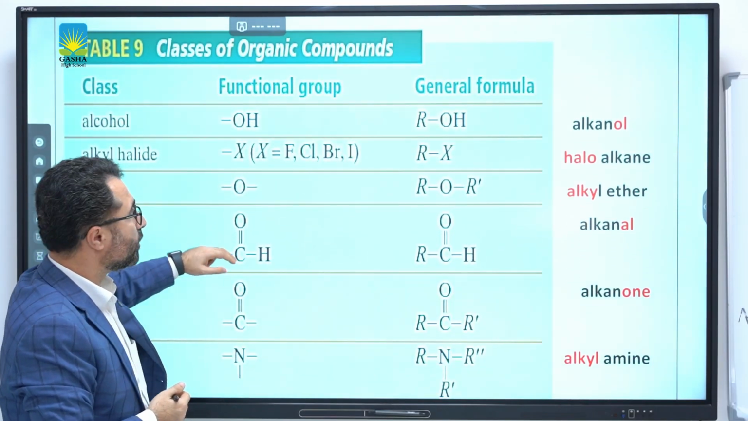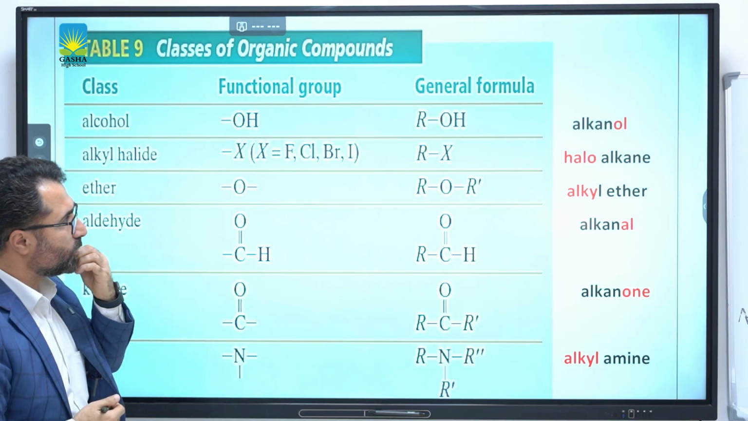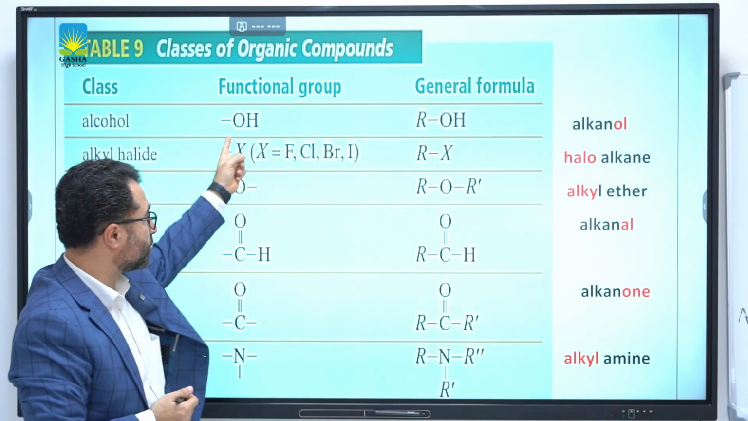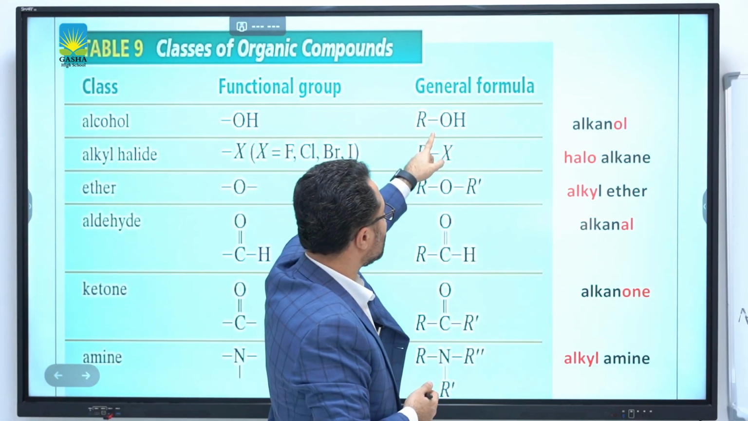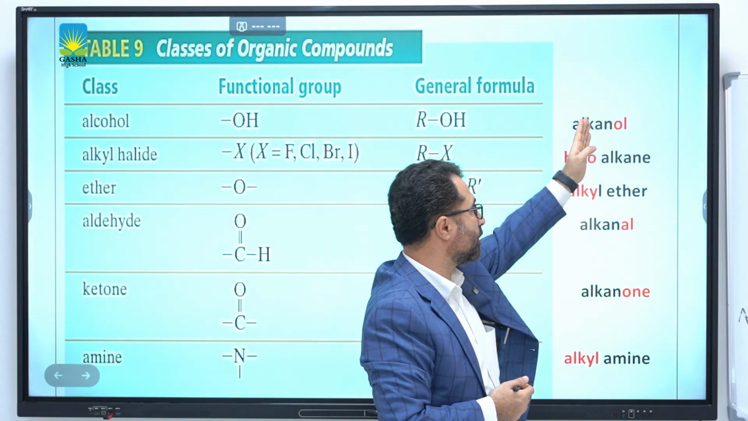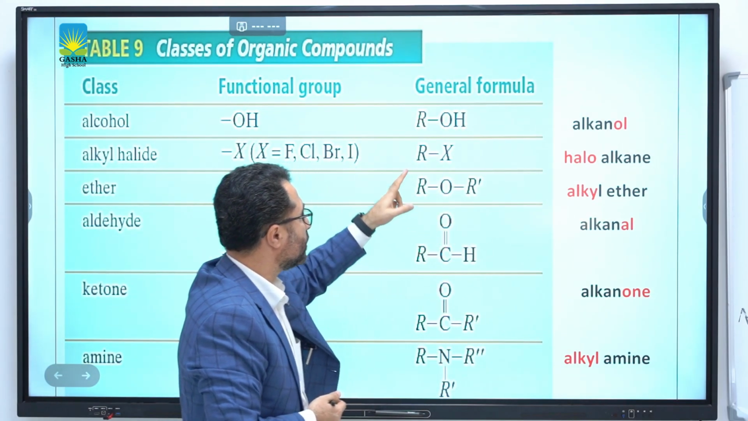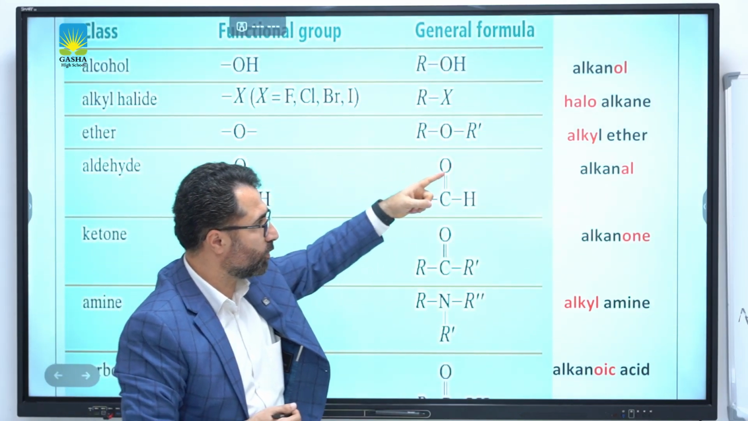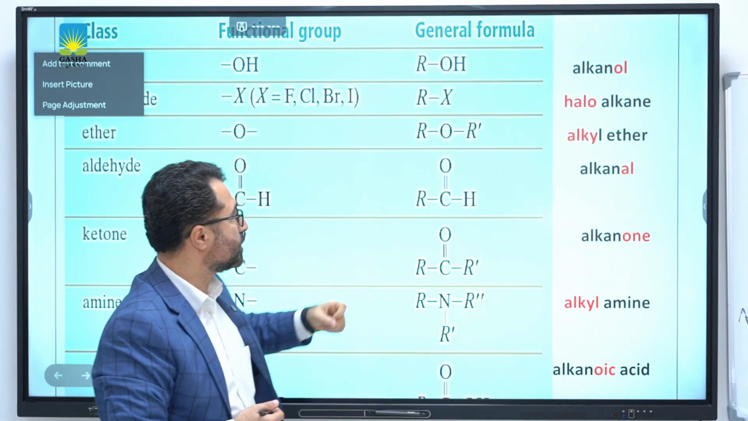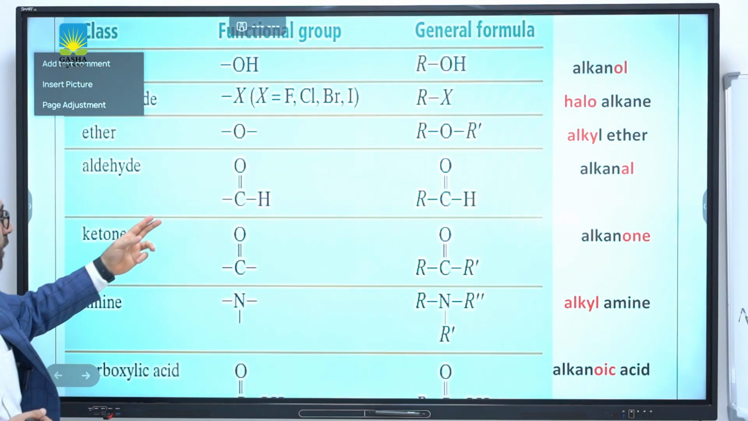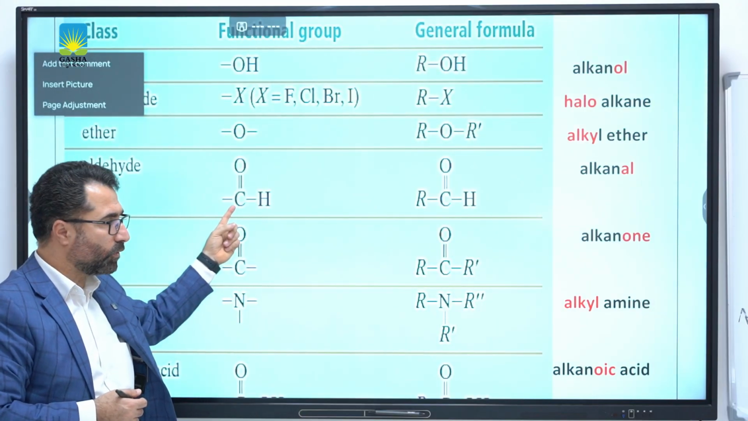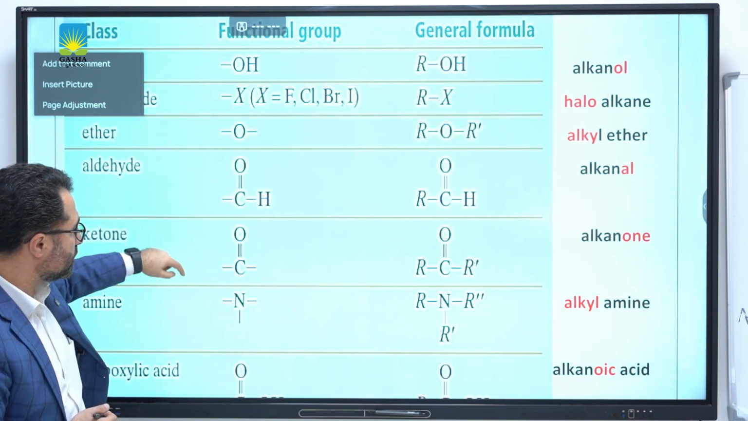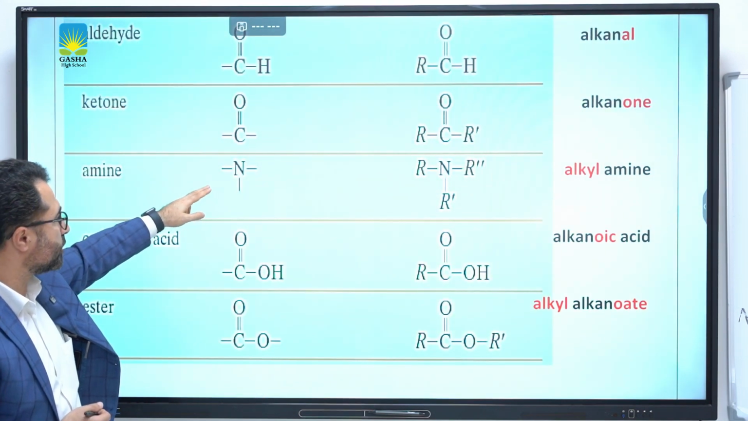This table is the summary of all organic compounds in sections 1 and 2. The first one is alcohol. The functional group is OH, and the general formula is ROH. The general molecular formula is CnH2n+2O. It's alkanol. The second one is RX, it's haloalkane. The third one is the same as alcohol in general molecular formula, but the general formula is different. It's ROR, alkyl ether. Aldehyde has a functional group of C double bond O with H, but ketone has CO. Both contain the carbonyl group, but the functional group is different. And nitrogen in amine is a functional group.